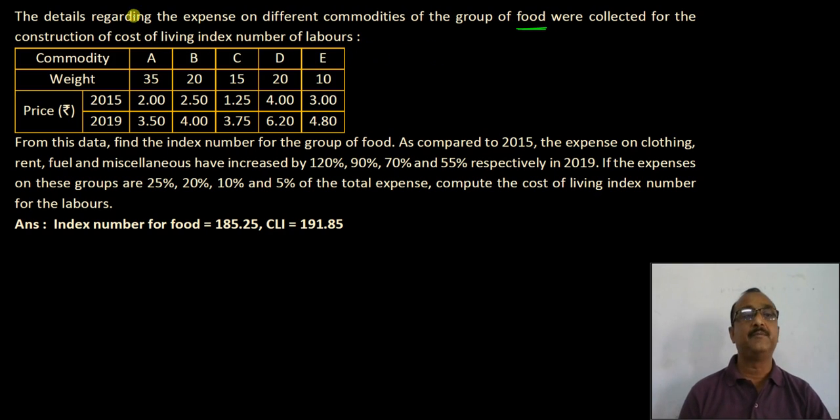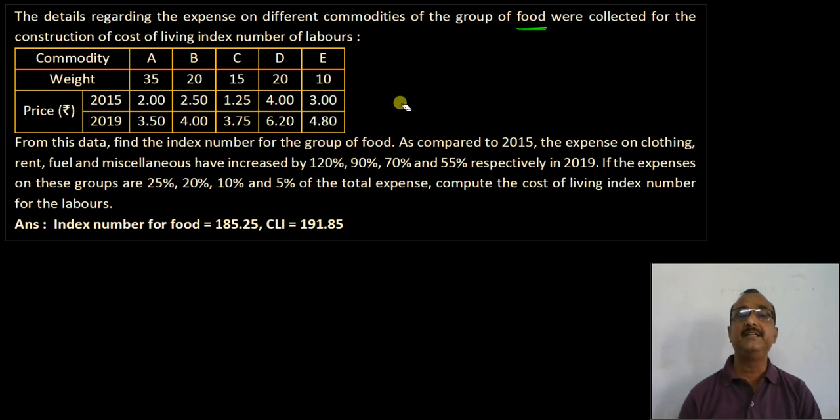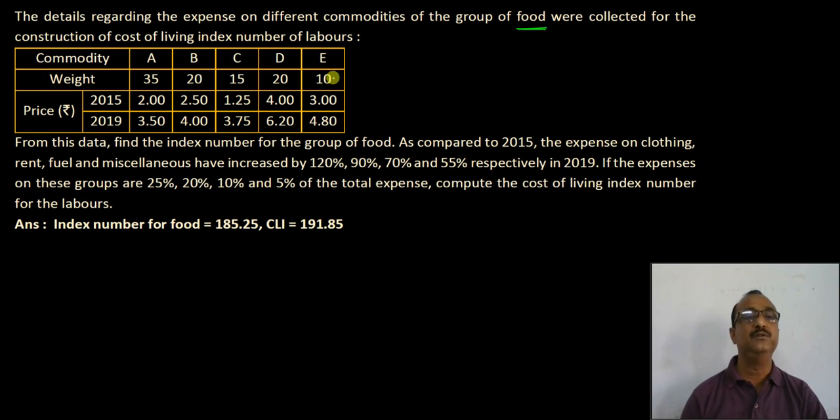So, apne construction karvanu se CLI ta, ena mate food items ni detail nakki kari se. See, earlier I told you that you can use any method to find index number of food items, fuel items, but here W is given, so compulsory we have to use a family budget method. Okay, because W is already given. From this data, find the index number of food.